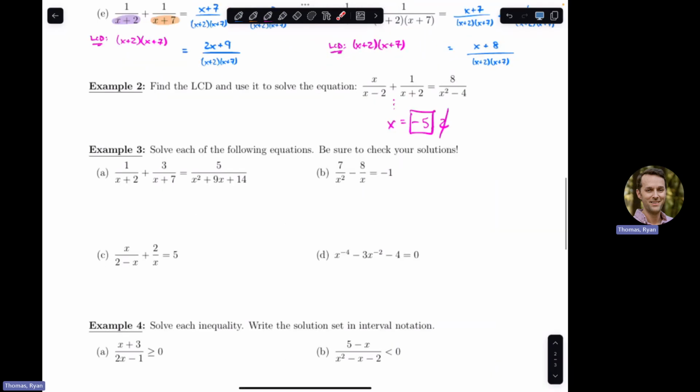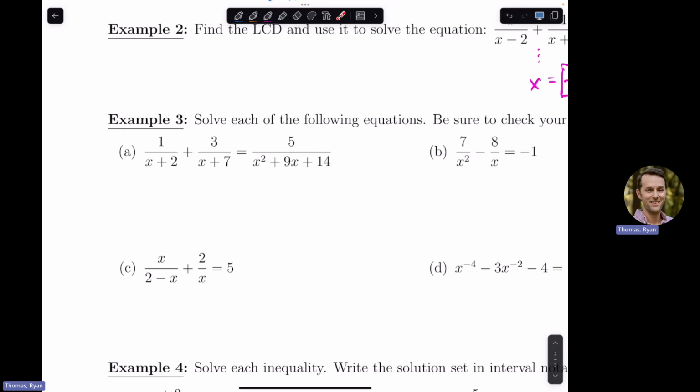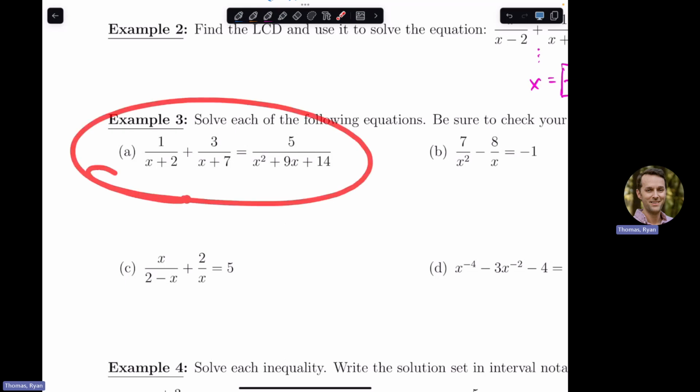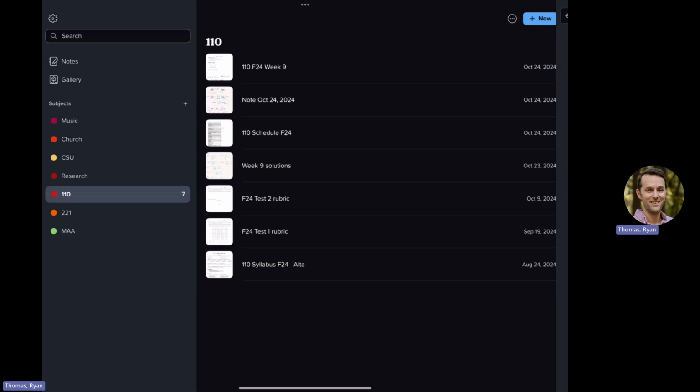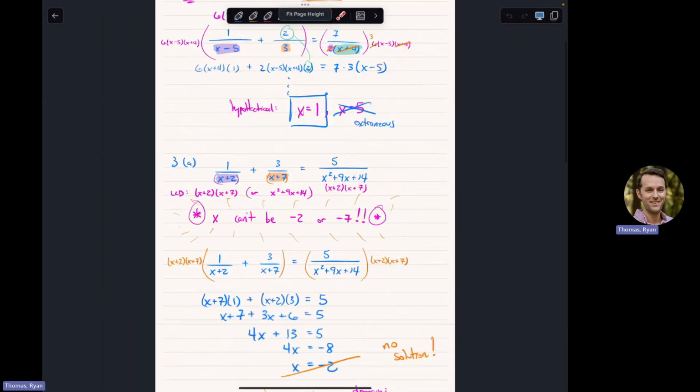Let's actually work a problem. So let's take a few minutes and y'all give 3A a shot. That should be a not too out there version of all this.